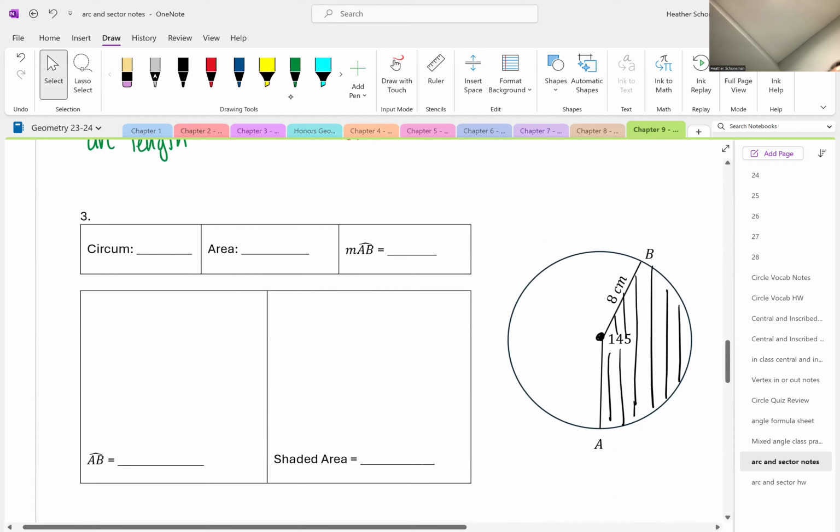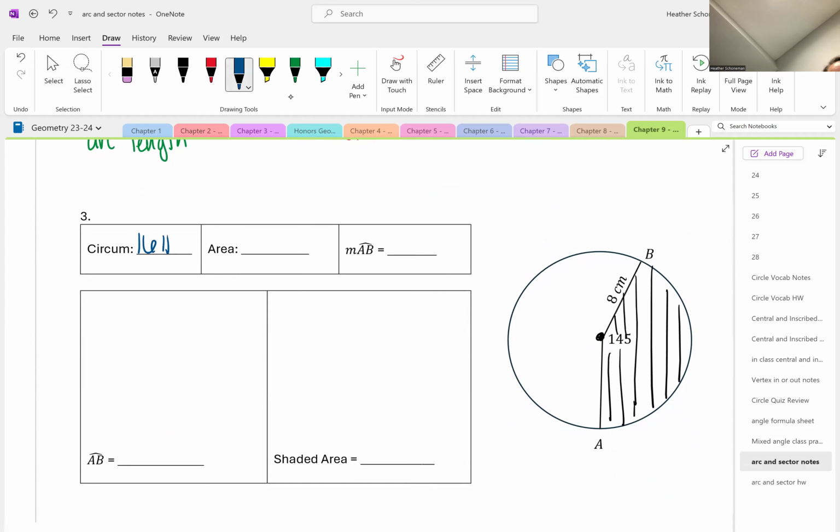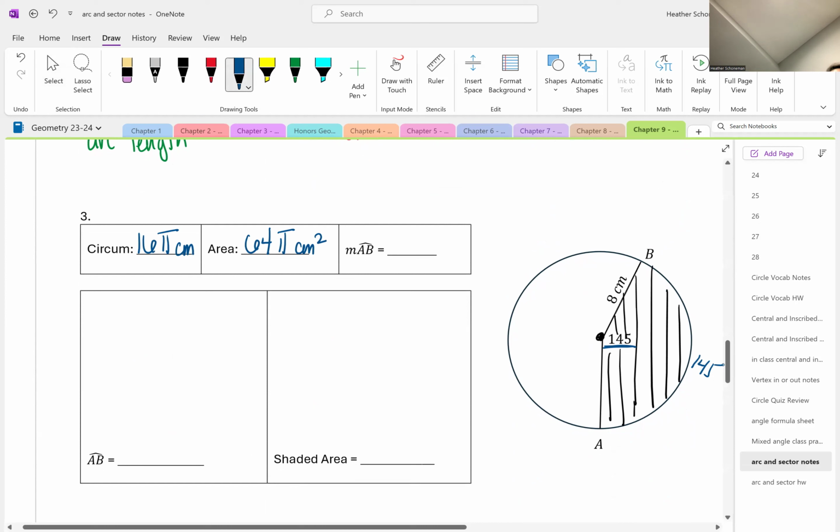Okay. Here's our next one. Number 3. The radius is 8. So that means the circumference is 16 pi centimeters. Since the radius is 8, the area is 64 pi centimeters squared. And the measure of the arc, well, because this is 145, it's a central angle, so the arc matches. So this is 145. Remember, this one over here is just the degree.